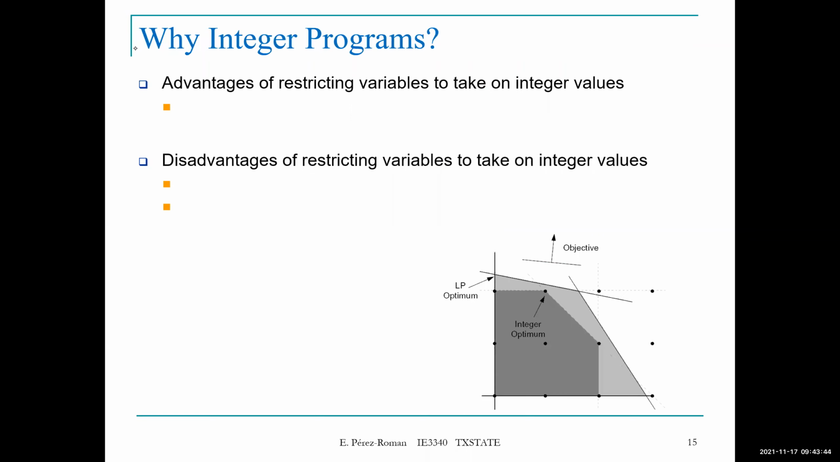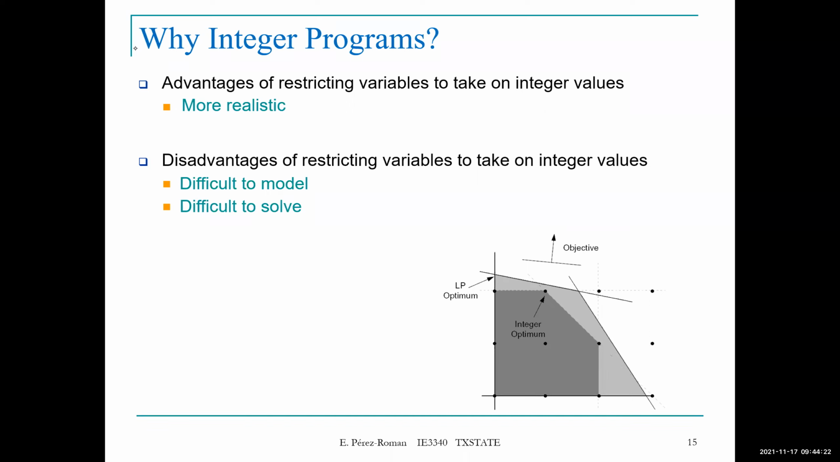So why do we need integer programs? There are some advantages of restricting variables to take integer values. Obviously, our solutions are going to be more realistic. But I want to stress this point. Integer programming models are more difficult to solve than linear programming models. So the advantage is that they provide more realistic solutions, but the disadvantage of restricting variables to take on integer values is that they are difficult to model and very difficult to solve.